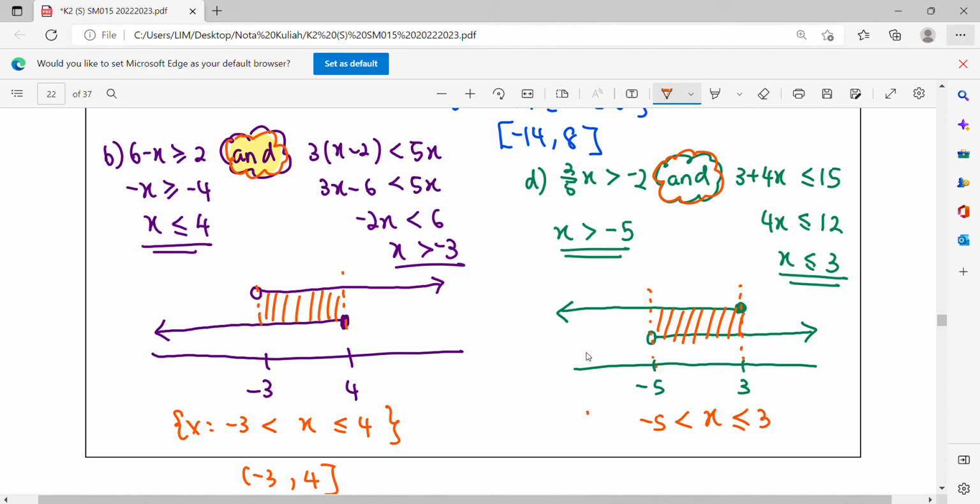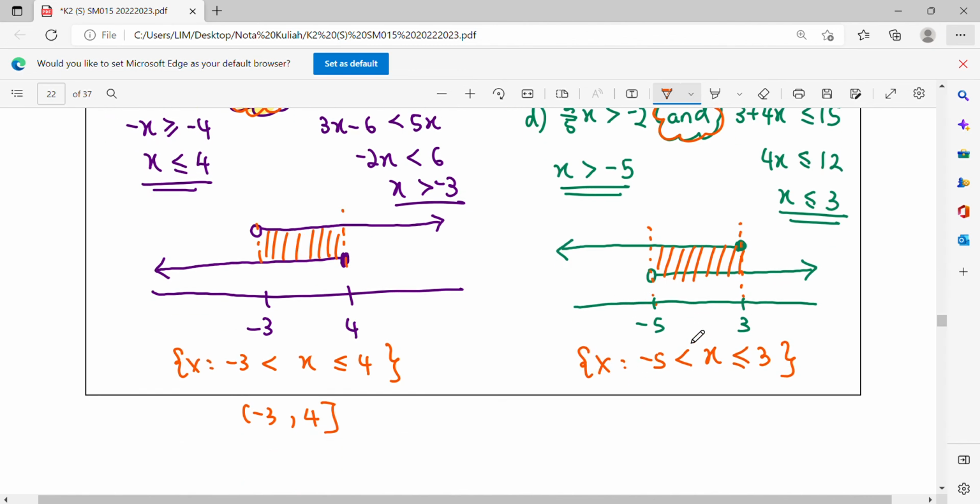So we can put it in set notation or interval notation. Open bracket for -5, close bracket for 3.